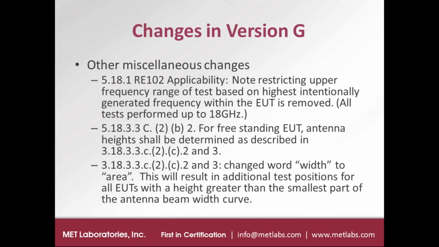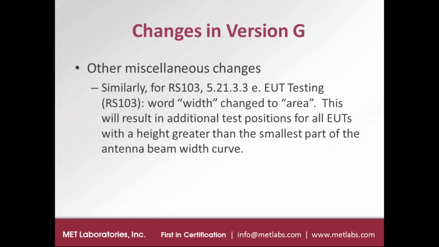So each measurement antenna that's used has a beam width characteristic that's established, that's shown by the manufacturer, and it can only illuminate a certain width of EUT in a given position, and then the test has to be repeated with the test antennas in multiple positions for larger EUTs. And obviously this affects test time. And a similar requirement, the same exact change in requirement, is for radiated susceptibility, RS103. So there may be more antenna positions required for the same EUT as compared to if that EUT was tested in the previous versions.